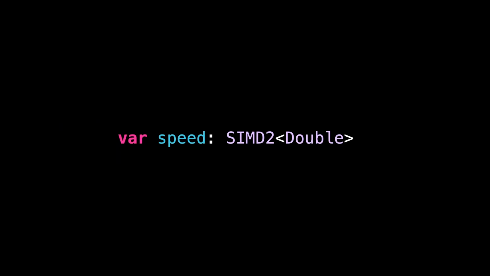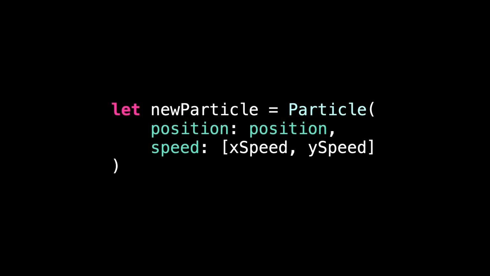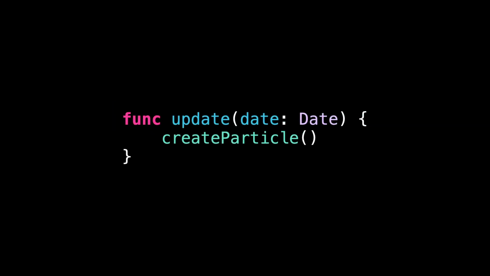This means adding a new property to our particles to store its x and y speed. Then, in the create particle method, we pick a random direction from 0 to 360 degrees, which in radians is 0 to 2 pi. We can then use sine and cosine to convert that angle into a movement amount and pass that data into the initializer for our particles. So now each particle knows how fast it should move.